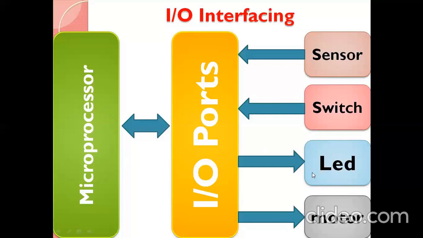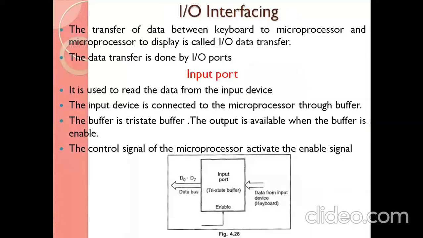I want to display on the LED display. So I want to display the number 4. The values will be sent from the microprocessor to the output port. From the output port, it will be sent to the LED display. This is about the basics of I/O interfacing.